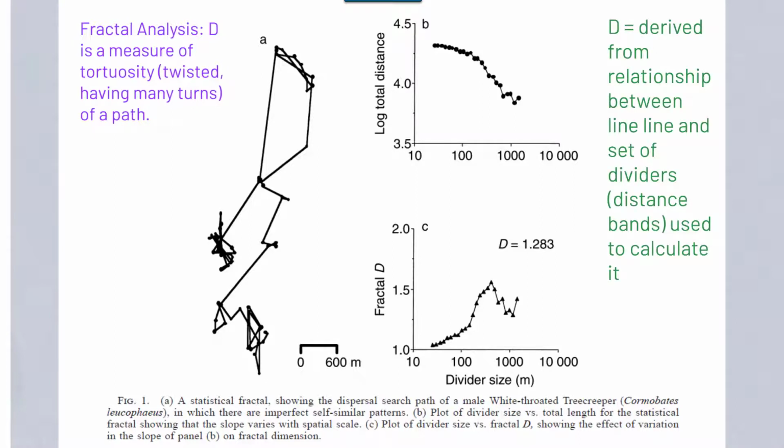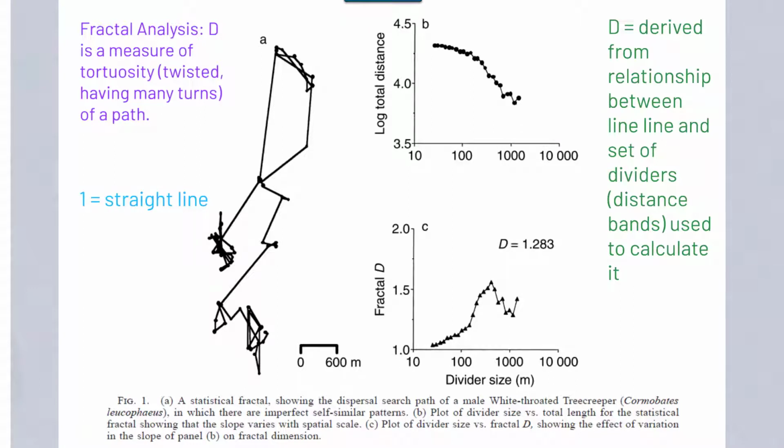The fractal D value is going to be derived from the relationship between the line length and the set of dividers, or the distances that are used to calculate it. So the divider size is going to be really important, and you're going to evaluate the path at a certain distance and look at how many turns or how many twists and turns occur along that path of a certain distance. A value of 1 is going to be representative of a straight line.